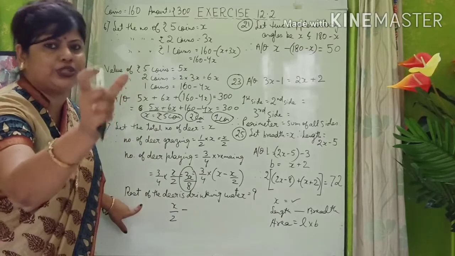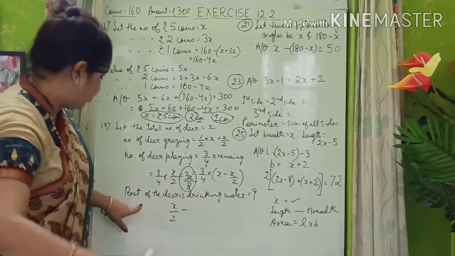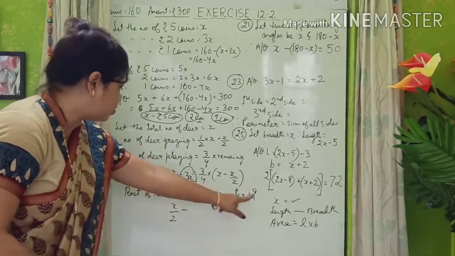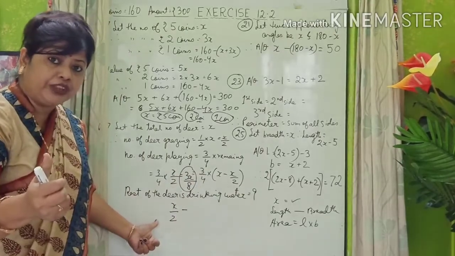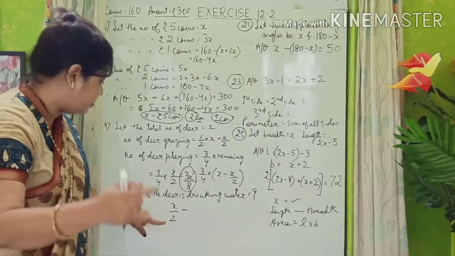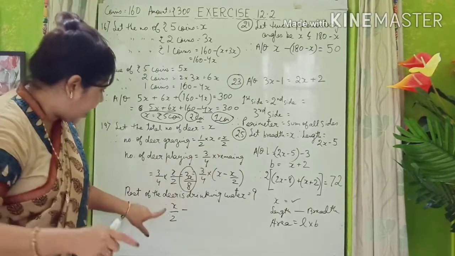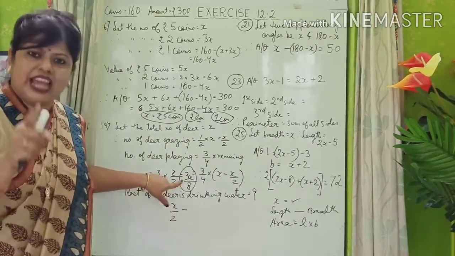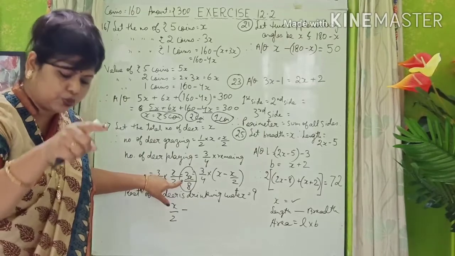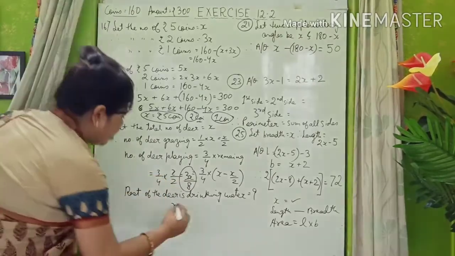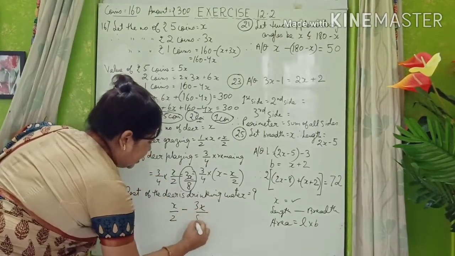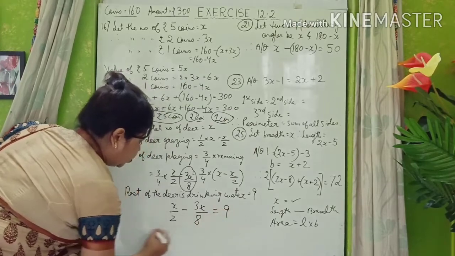Then the question says that the rest of the deer, who were all drinking water, that number equals 9. They have given the equation. So the rest of the deer equals 9. You have to find the rest of the deer, which means the remaining now. You have to subtract from x by 2. So x by 2 minus 3x by 8, the previous remaining, and that is equal to 9.